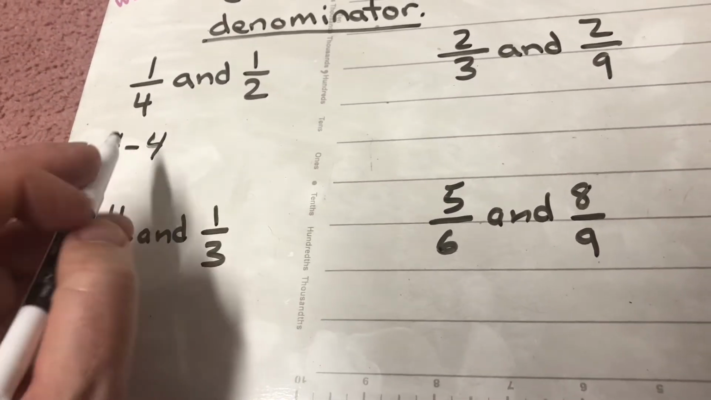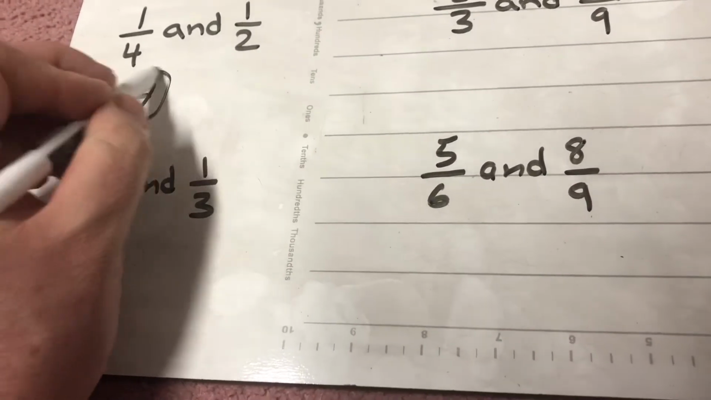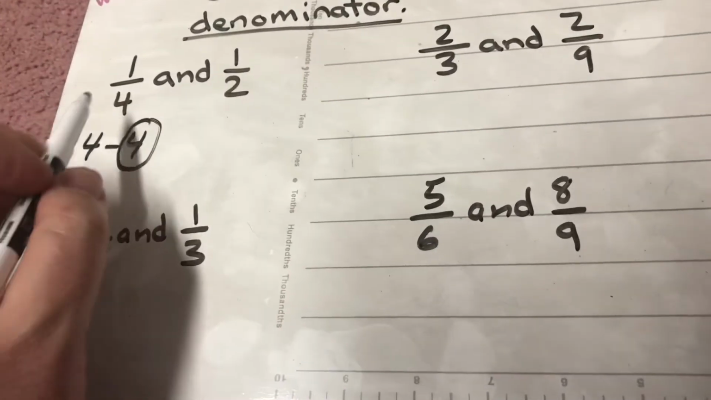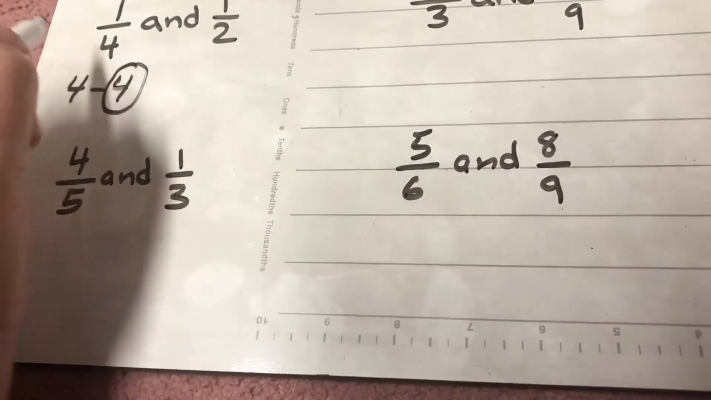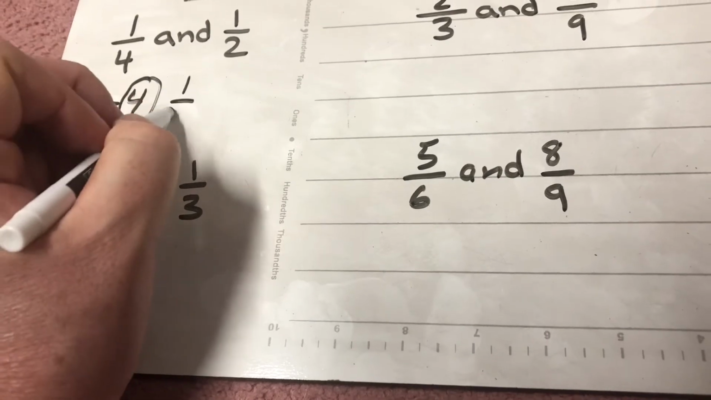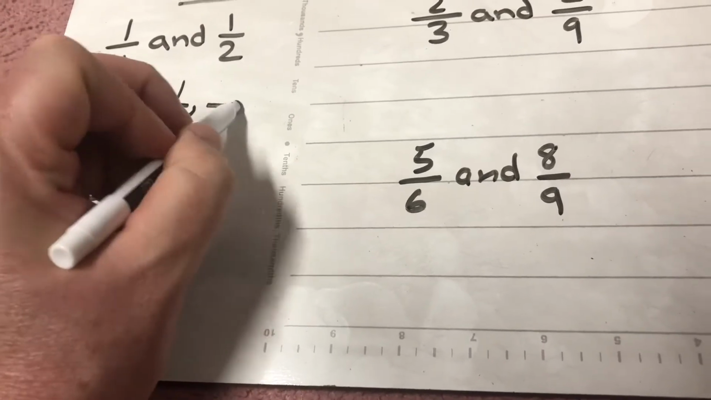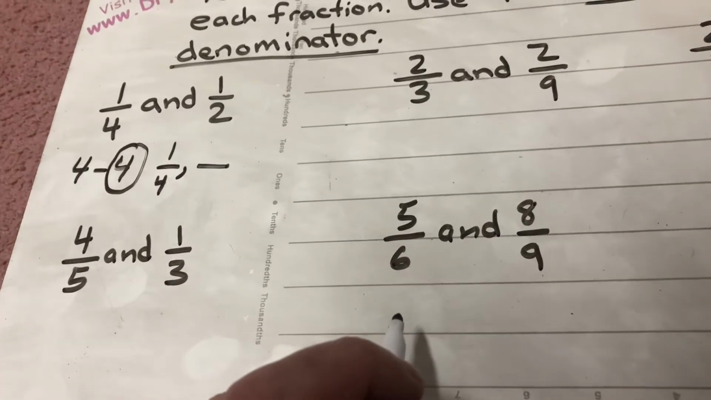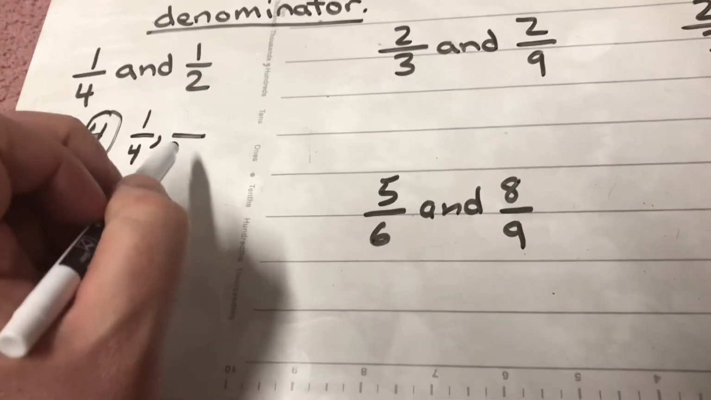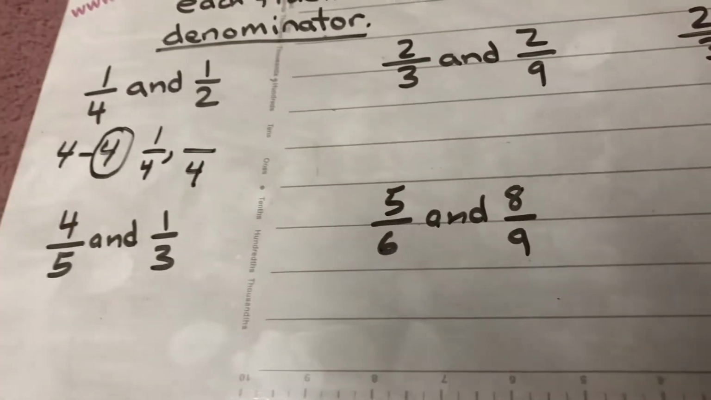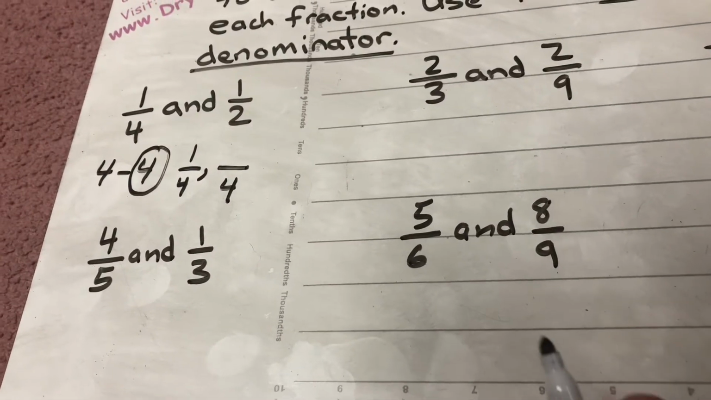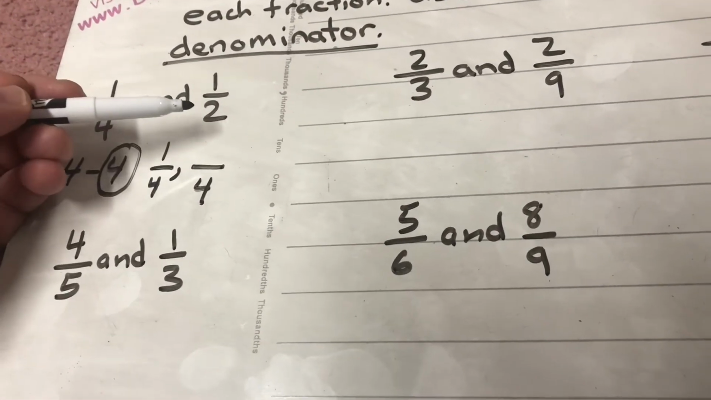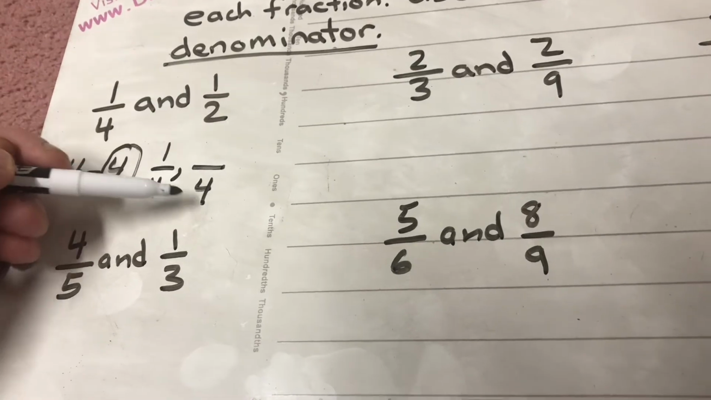So the smallest common denominator is going to be 4, which means that my 1 over 4 is going to stay the same. So I'm going to put 1 over 4 as one of them. That is not going to change because 4 is the least common denominator. My 2 has to become a 4, and I'm going to make an equivalent fraction. Well, how do I make an equivalent fraction? So I ask myself, well, what did I do to 2 to get 4?